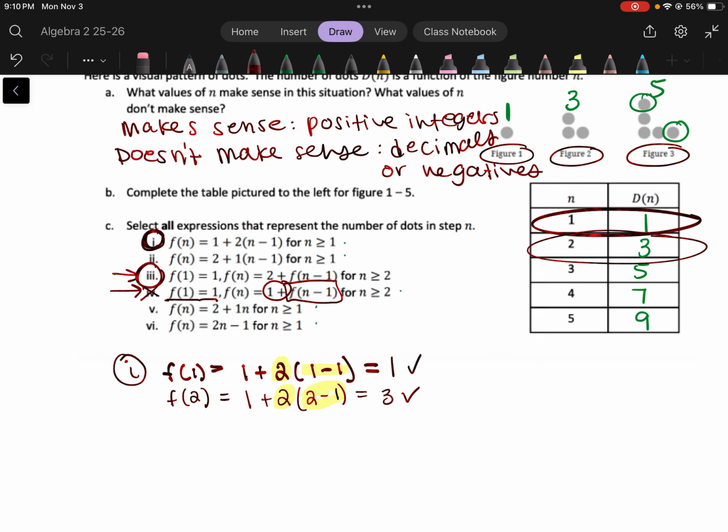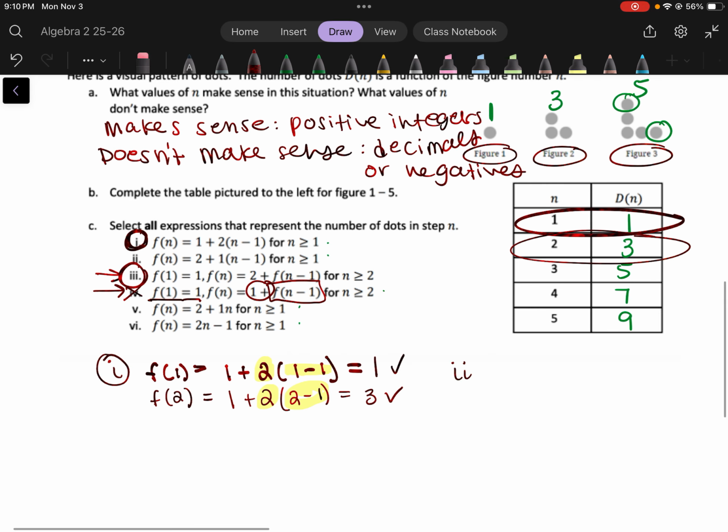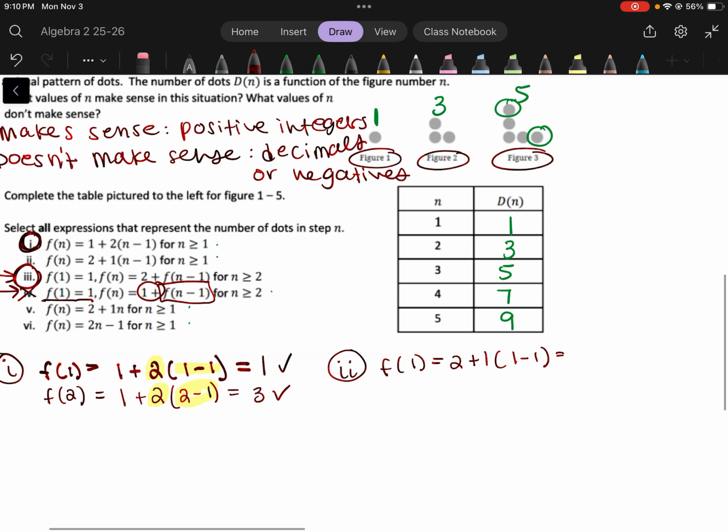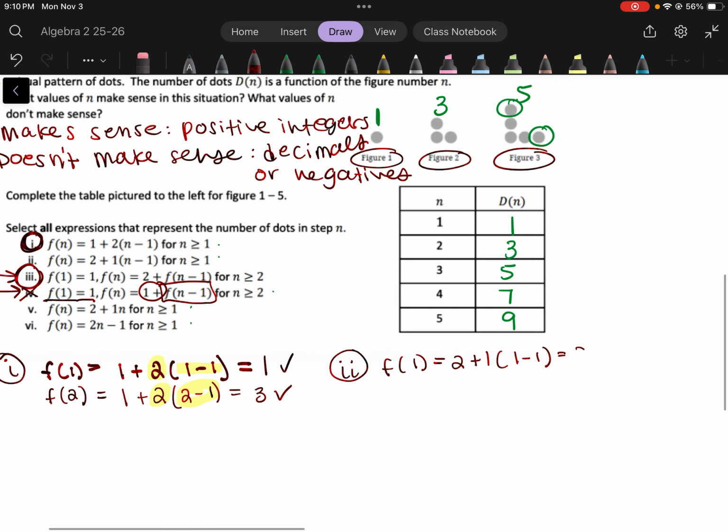Let's jump down to Roman numeral 2. Let's see if that one works. So again, I'm just going to plug in 1 and 2 for my n, and I should get 1 when I plug in 1. I should get 3 when I plug in 2. So f of 1 equals, on Roman numeral 2, so I'm following that formula where I see an n, I'm replacing it with 1 this time. 1 minus 1 is 0, 0 times 1 is 0, 0 plus 2 is 2.